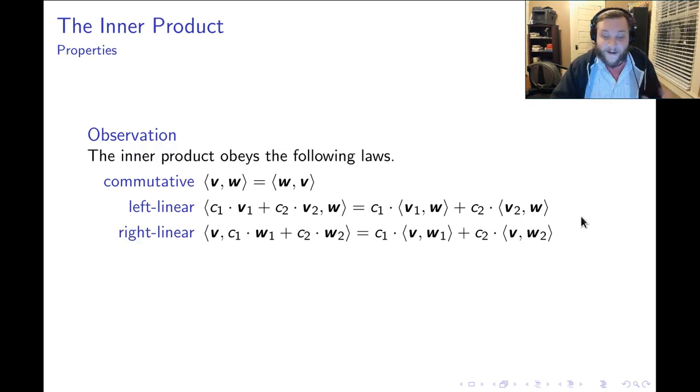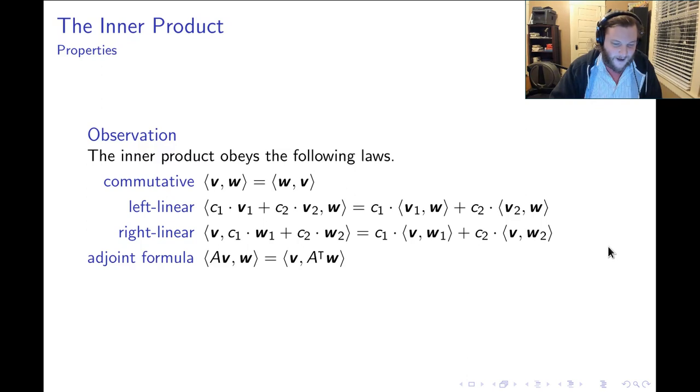There's also a right linear rule, which says if I'm taking the inner product of a vector v with a linear combination of vectors on the right-hand side, I can distribute the inner product over the linear combination. So v inner product with c1 w1 plus c2 w2 is the same thing as c1 times v inner product with w1 plus c2 times v inner product with w2.